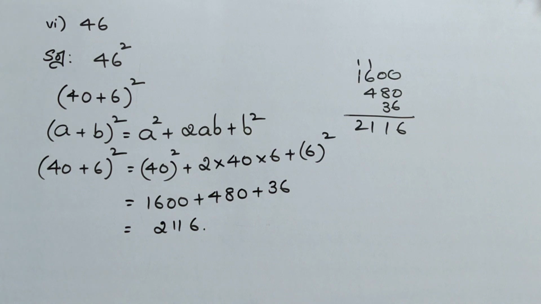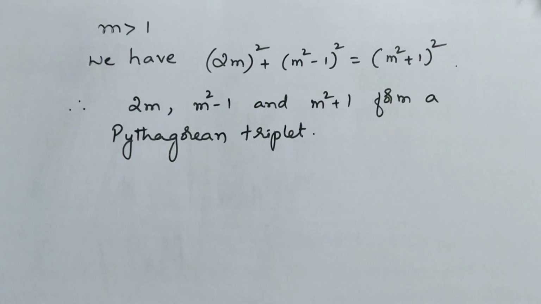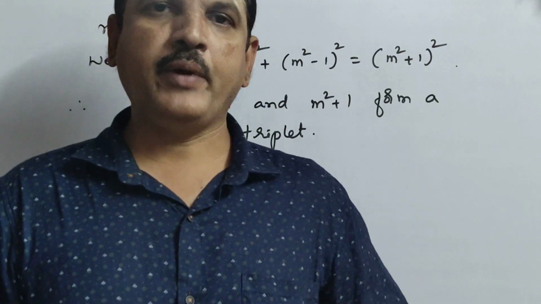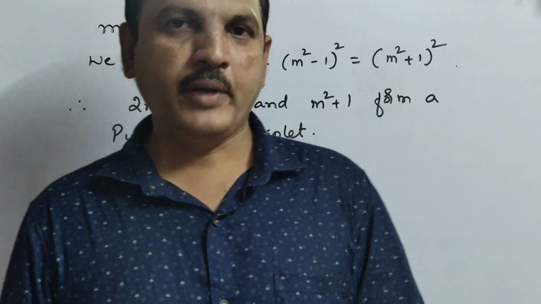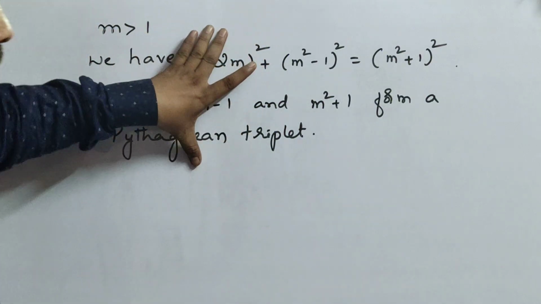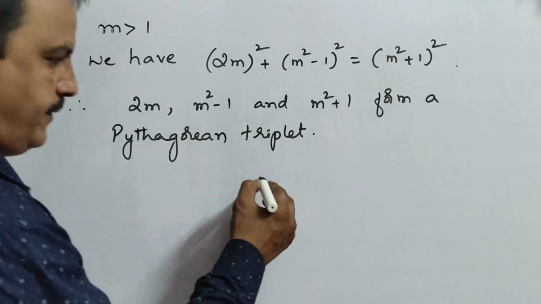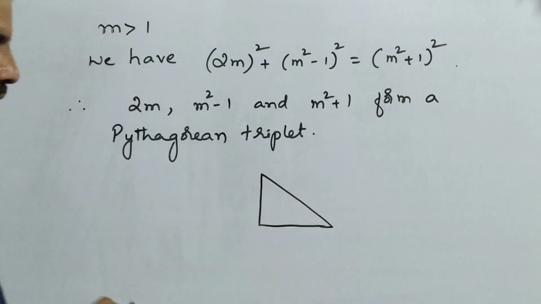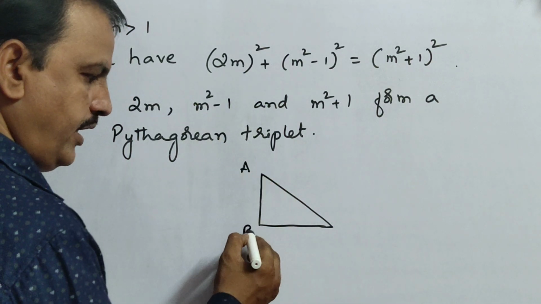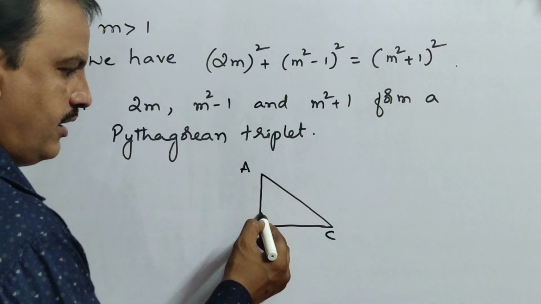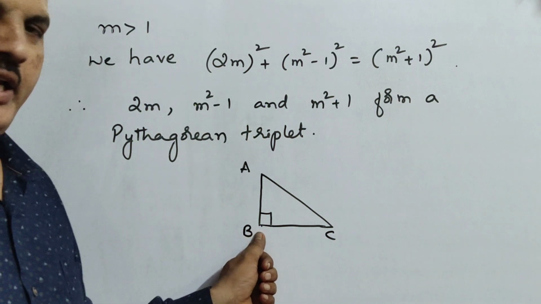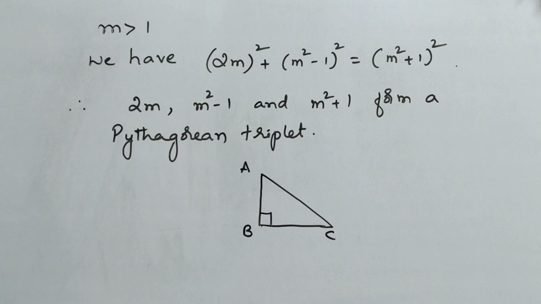So next, Roman. Okay, children, see here. I think you heard something about Pythagoras. Actually, Pythagoras theorem means what? I'll tell you first. Listen very carefully. The Pythagoras theorem means we should have only a right angle triangle. Suppose here ABC is a right angle triangle which is right angled at B, which means angle B is 90 degrees.